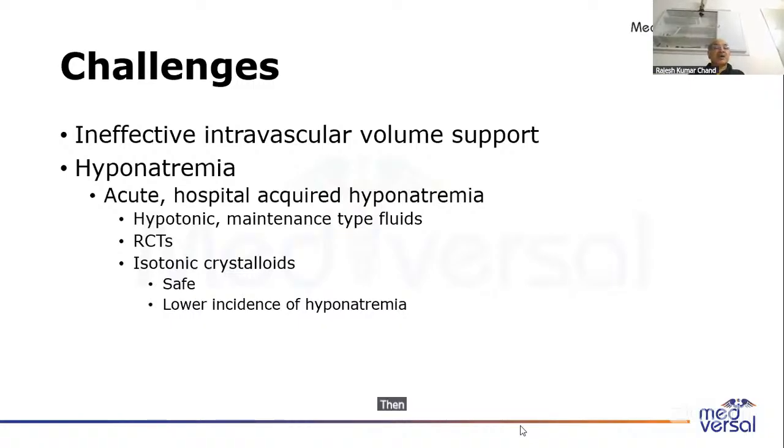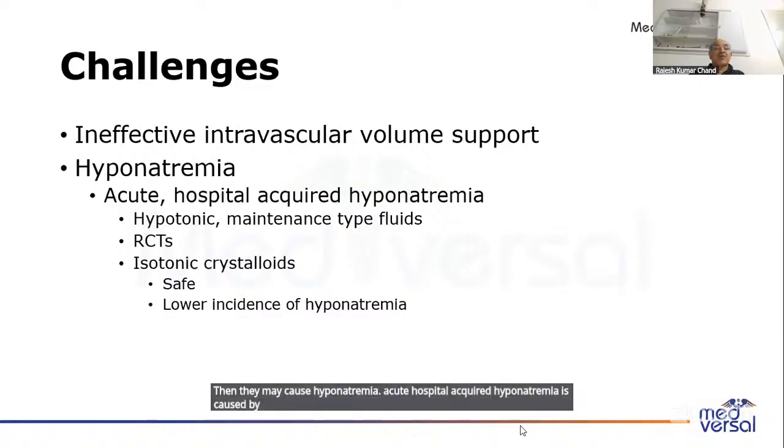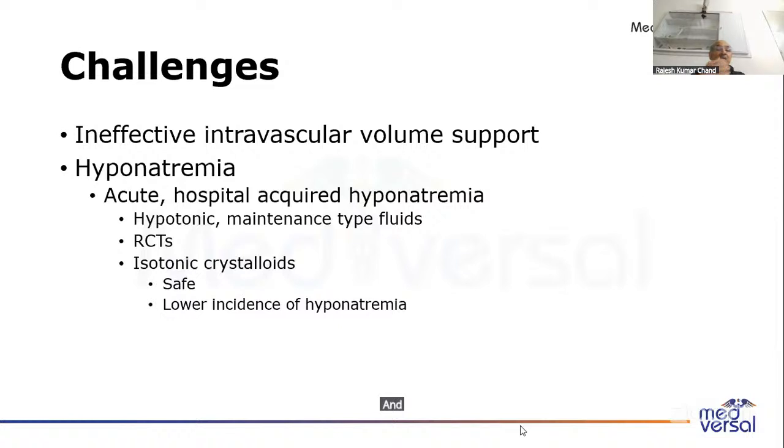Then they may cause hyponatremia; acute hospital-acquired hyponatremia is caused by hypotonic maintenance type of fluid. And our RCTs have shown that isotonic crystalloids are safe and they cause lower incidence of hyponatremia.